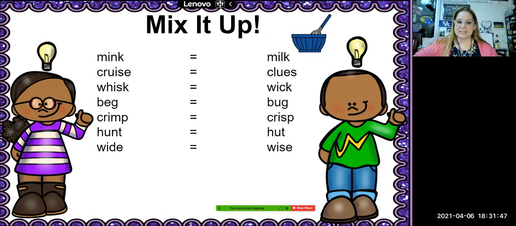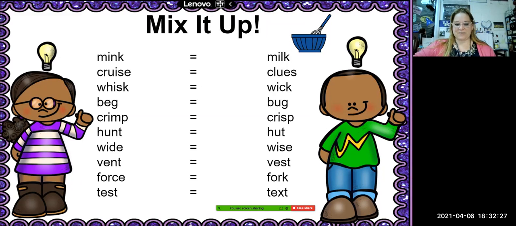Next is the word vent. Vent. And we're going to change the n to s. It is vest. Very good. The next word is force. Force. And we're going to change the s to k. Fork. Nice. And our last word is the word test. Test. And we're going to change the s to x. X. It is text. Very good.